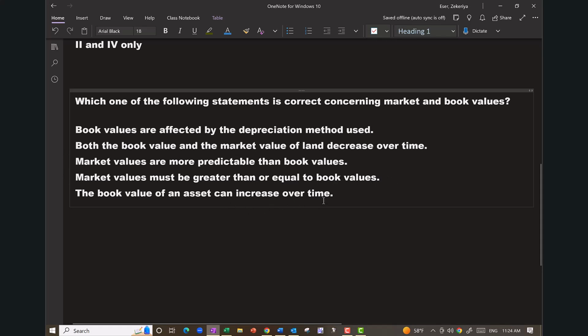The book value of an asset can increase over time? No, it cannot. Even with revaluation, that's not allowed. There is only one thing that you may think could increase, that's goodwill. Goodwill is the excess money you pay for an acquisition over and above the book value. Every year that is subject to an impairment test.